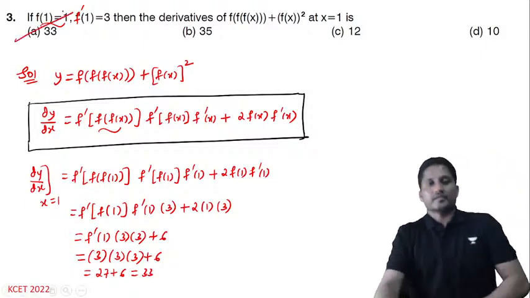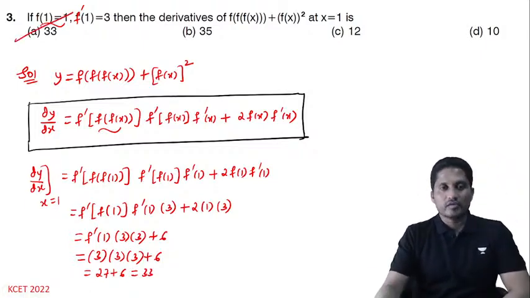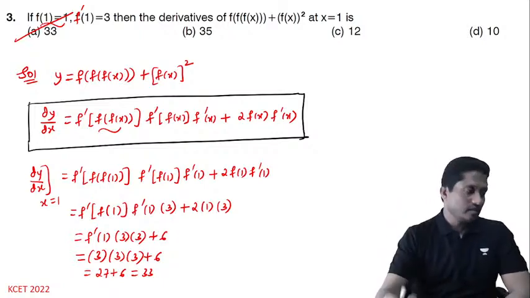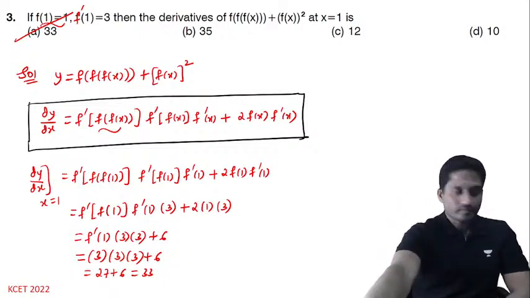Answer is option A. You understand, guys, it's a question on chain rule. Answer will be option A only. Let's move to the next question.